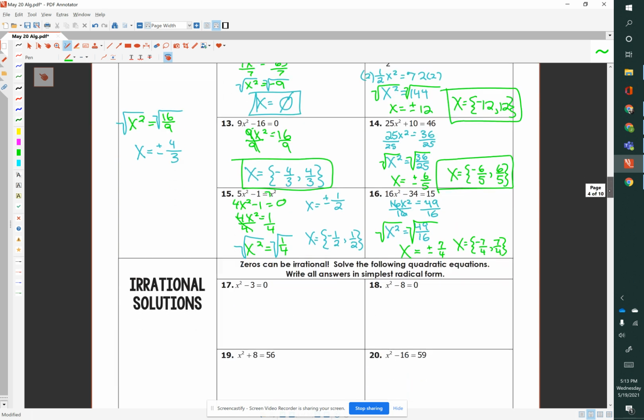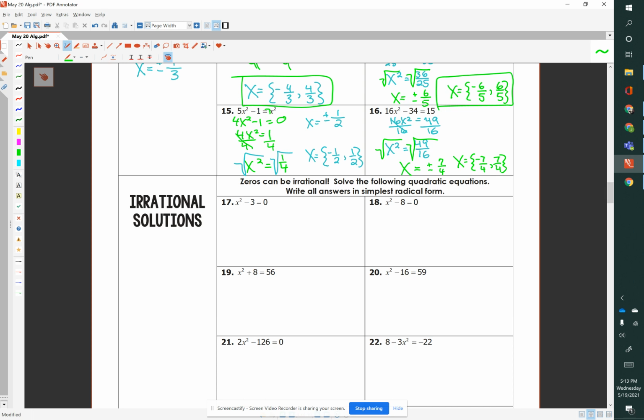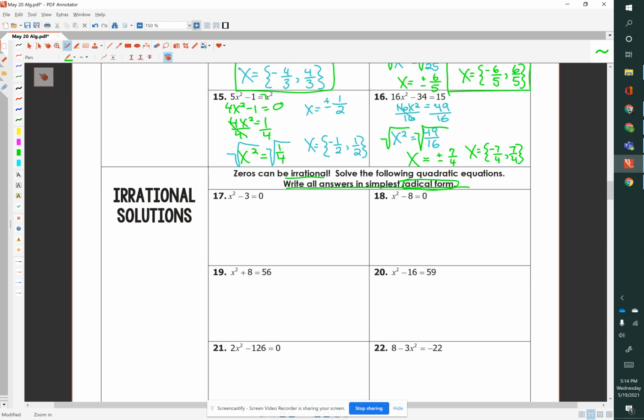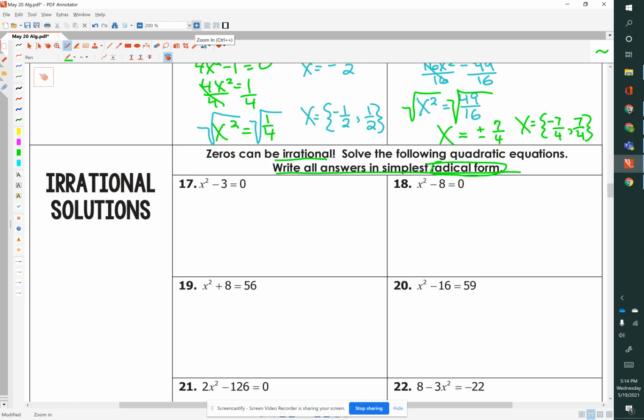Now, make it a little harder. So zeros of a parabola, the place where the parabola crosses the x-axis, they can be irrational. So we're going to solve these following quadratic equations, and we're instructed to write all of our answers in the simplest radical form, okay? Radical form. You haven't done a lot of that, so we're going to get some exposure to that. I really think I need to make this page a little bigger. Okay, I think that'll work for us.